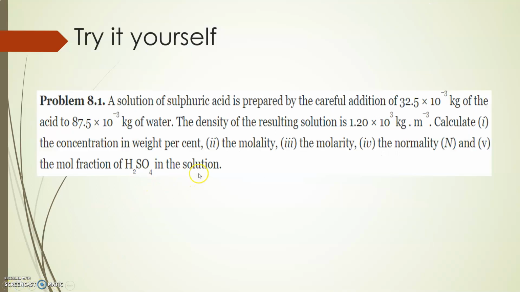Here is a question for you to try out. Suppose a solution of sulfuric acid is prepared by addition of 32.5 × 10^-3 kg of acid to this much amount of water, and the density of the resulting solution is given. Now you have to calculate 5 things. First one is the concentration in weight percent. Then the molality of the solution, the molarity, the normality and the mole fraction of that solution.